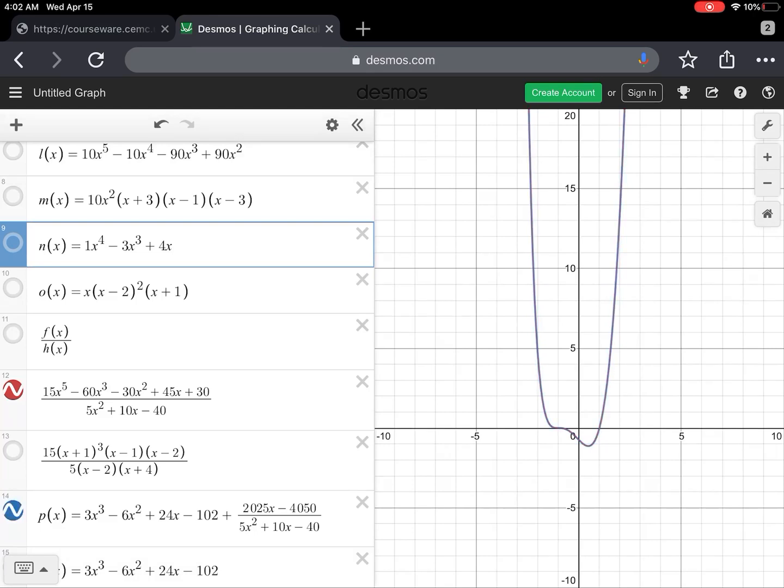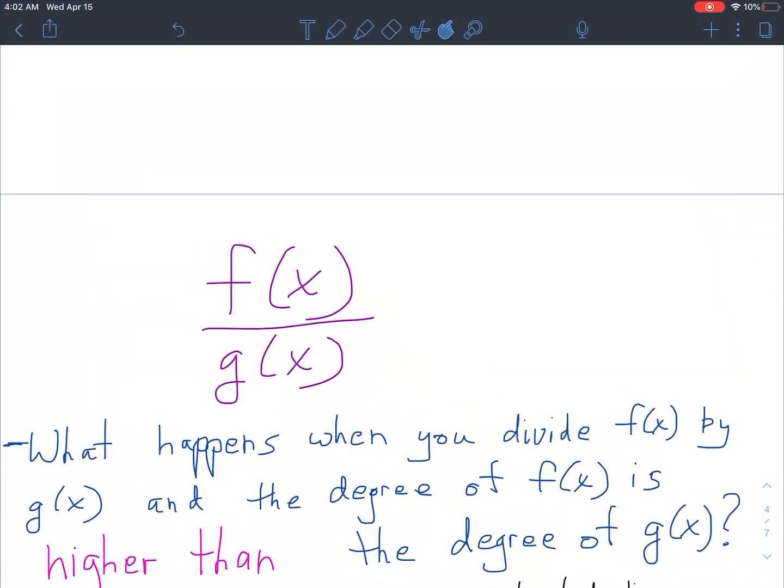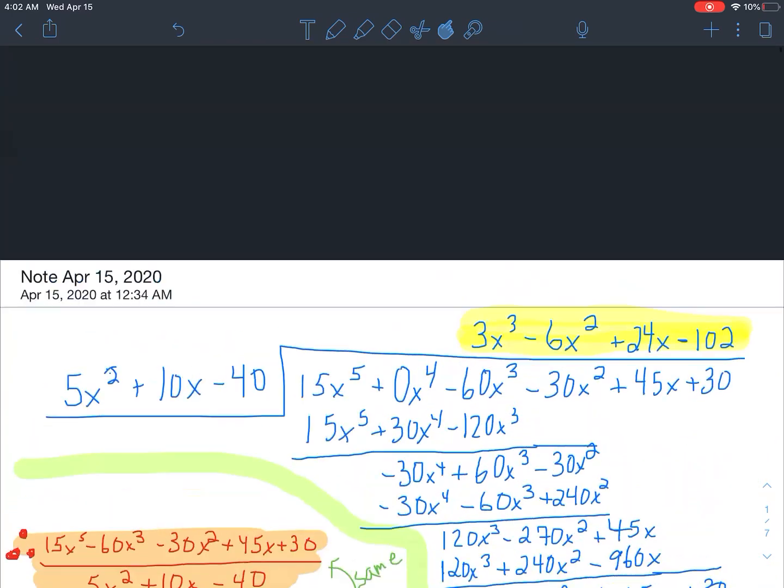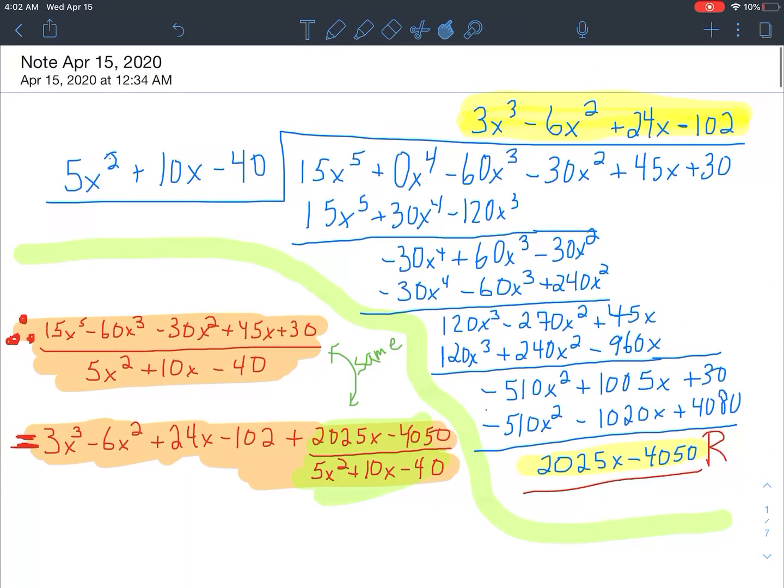What is this new form? What is this 3x cubed minus 6x squared plus 24x minus 102 with this rational to the right? Well, what I did is I actually did the division. I took my 15x to the 5 minus 60x cubed minus 30x squared plus 45x plus 30, and I actually divided it by 5x squared plus 10x minus 40.